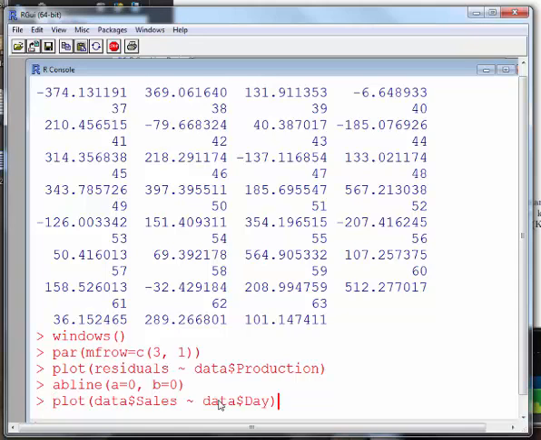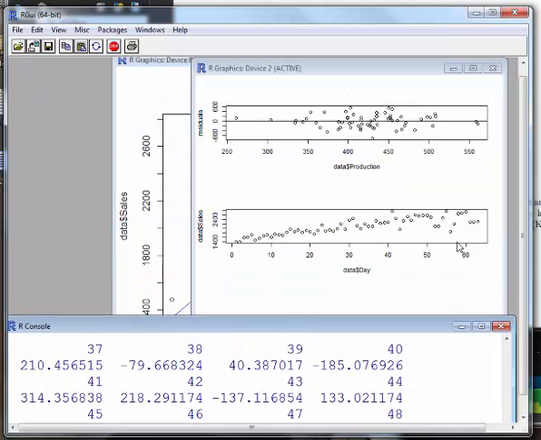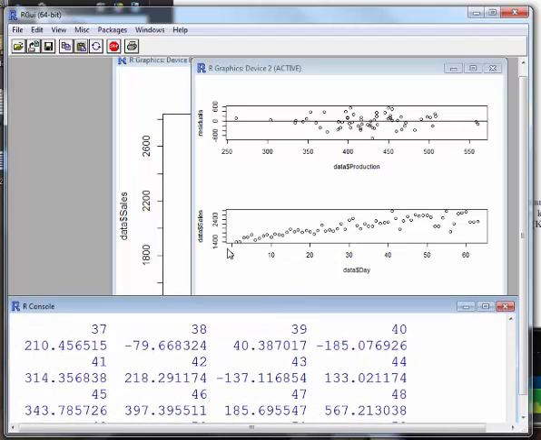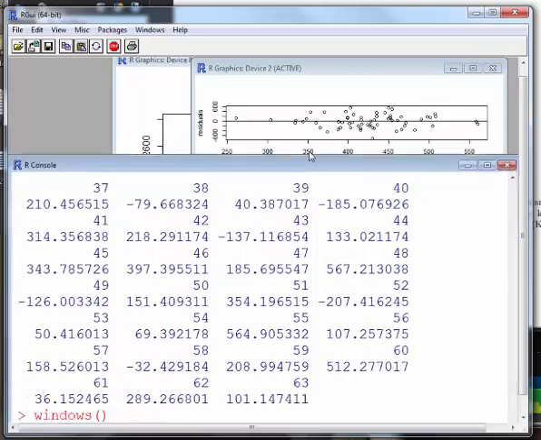If I plot sales versus day, however, look at this. It looks like the sales have something to do with the day, don't they? As we move throughout the 2 or 3 month period here, it looks like the sales are going up. So maybe they've implemented some new strategy. Maybe this is a seasonal thing. Maybe this is the start of summer and something's exploding here. But it looks like the sales have something to do with the day, don't they?